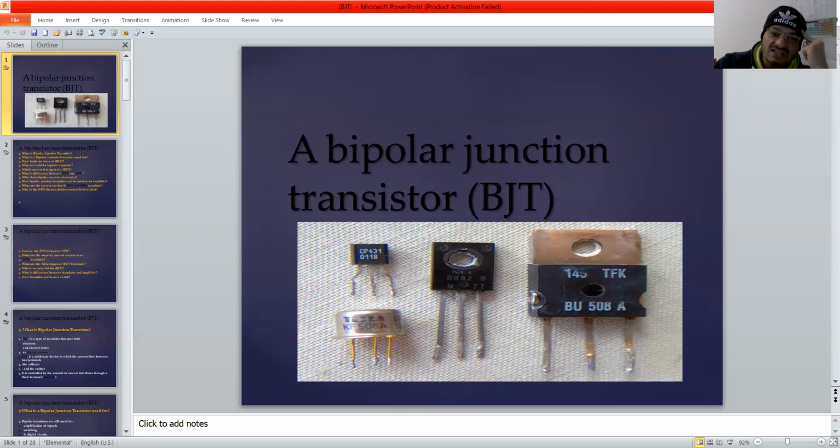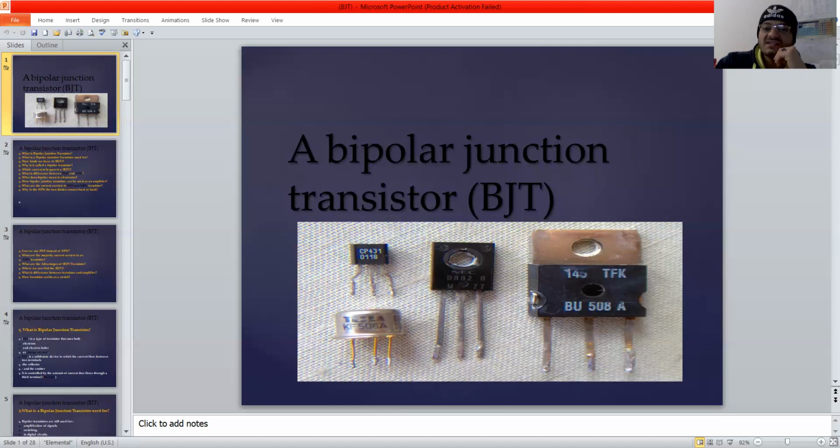A BJT is a type of transistor that uses both electrons and holes as charge carriers. BJTs have higher transconductance, which gives them higher gain. Like I said before, we use a small amount of voltage and gain a huge amount compared with the first number. They are ideal for amplifiers where you want to maximize the gain.